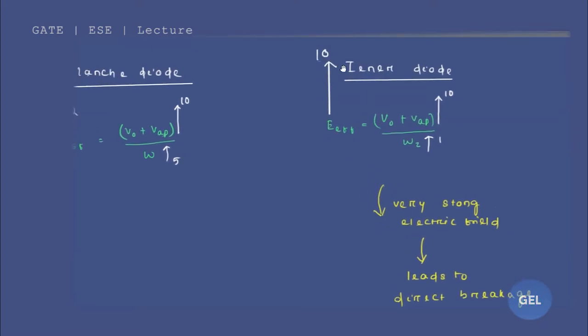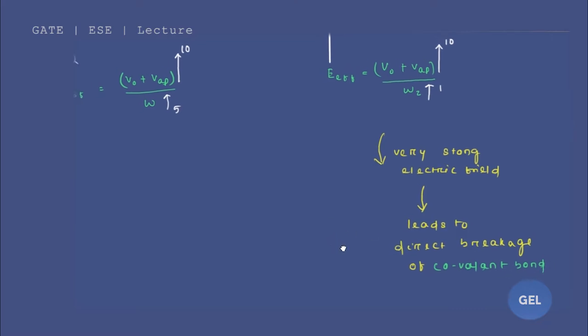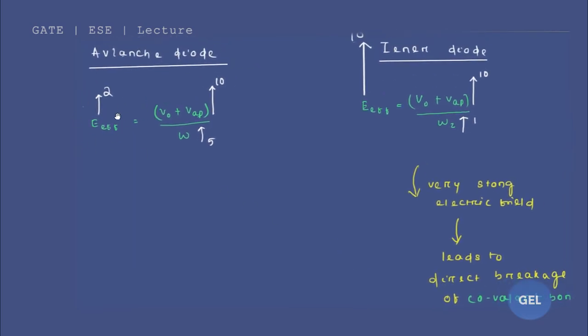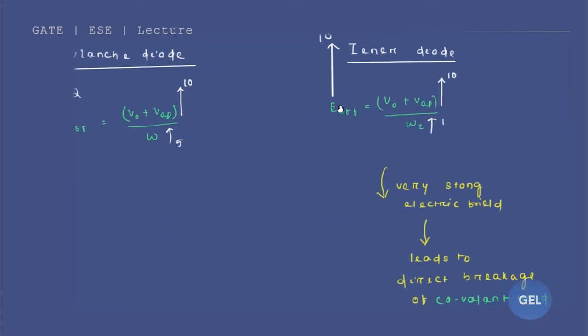This very strong electric field is the only parameter that becomes responsible for the direct breakage of covalent bond. What sir? In the case of an avalanche diode, this effective electric field is responsible for increasing the kinetic energy of the electron, and by gaining that kinetic energy, the electron will collide with the lattice atom, and after the collision, the heat energy that evolves becomes responsible for the breaking of covalent bond. But here in the case of a Zener diode, you are saying that this effective electric field increment is only responsible for directly breaking the covalent bond?